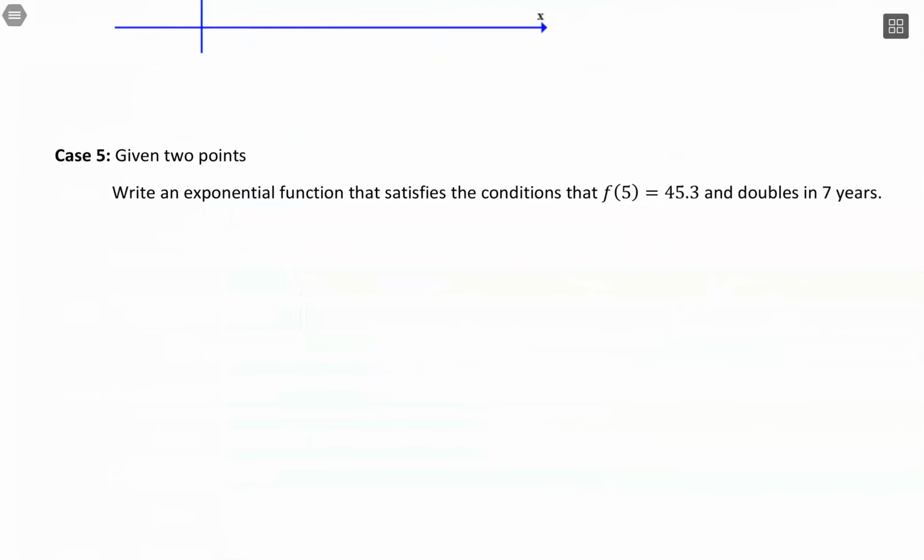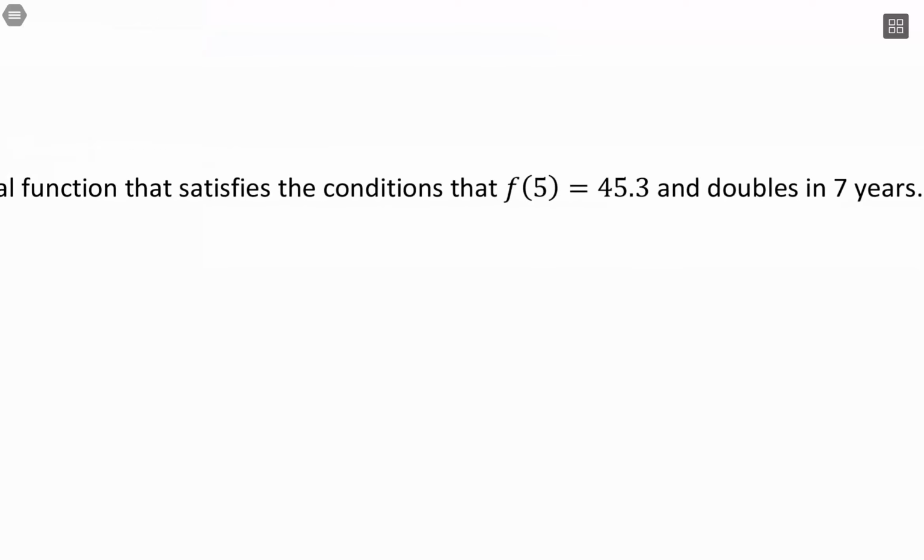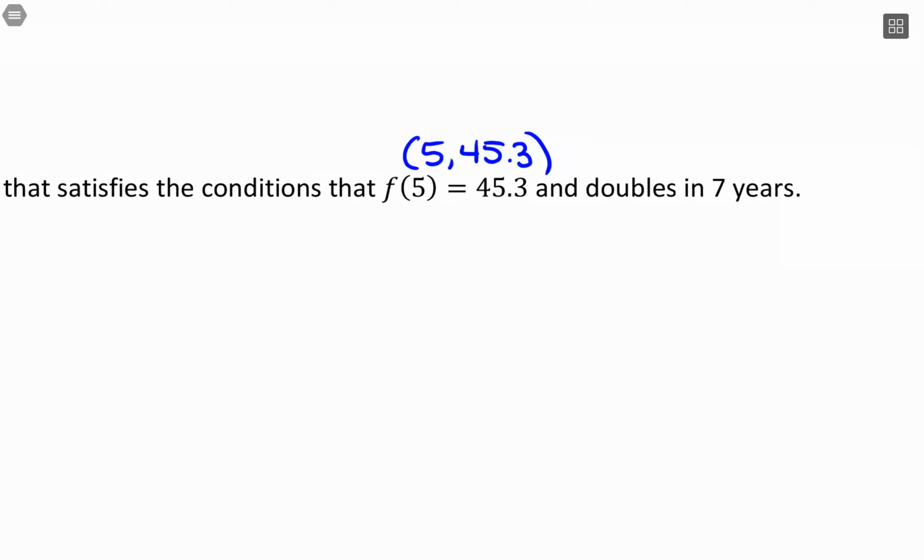Okay, our last point here is given two coordinates. So we have this coordinate 5, 45.3, and what we're told is that it doubles in 7 years. So 7 years have passed, but we were already at year 5. So what I'm going to do is 5 plus 7, so really we're in year 12. So it doubles in 7 years. Just be careful of the wording there. And that means the output doubled. So 45.3 times 2 is 90.6.